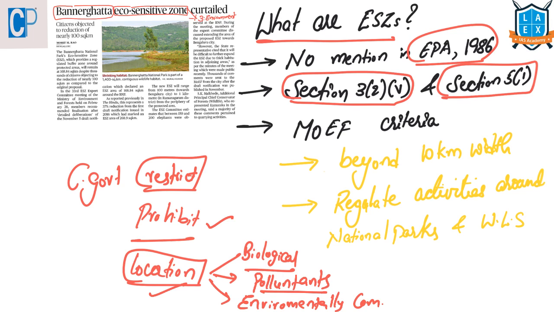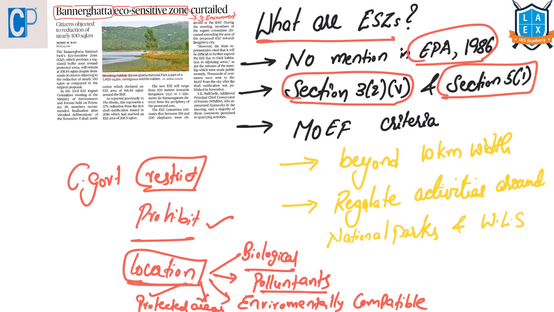Environmentally compatible means: is it going to dislocate the people who are residing there, or is it going to affect the biodiversity of that location, or is it going to lead to deforestation? And another criterion is how far the location of that industry is from the protected areas. Protected areas means national parks and wildlife sanctuaries.